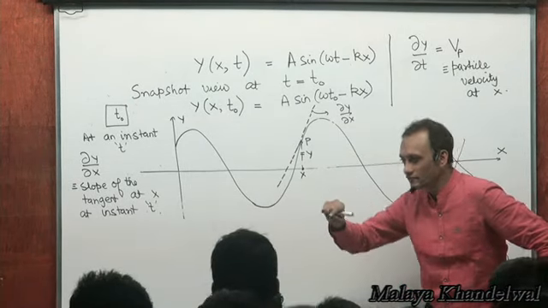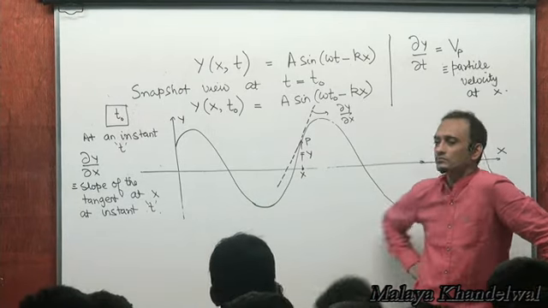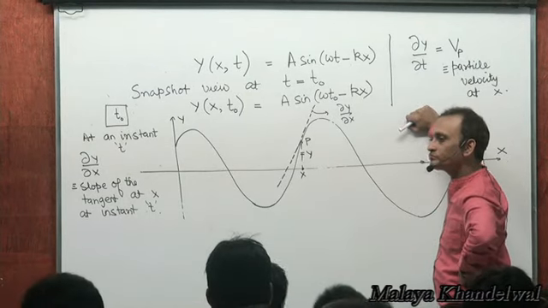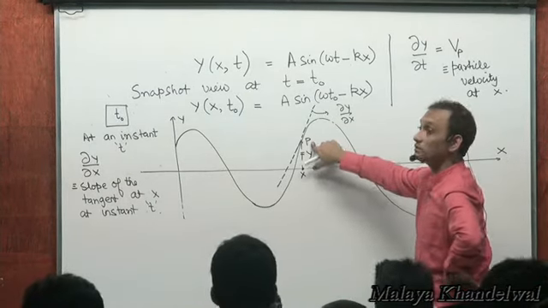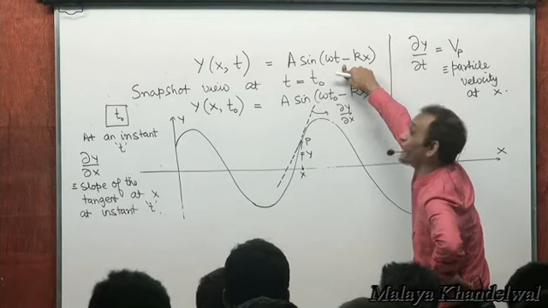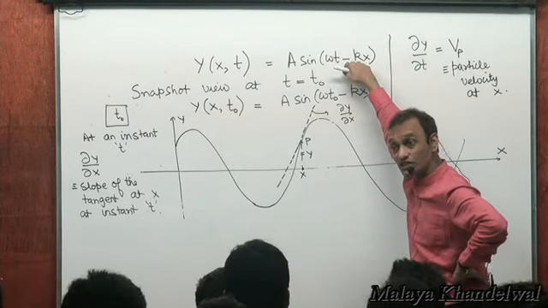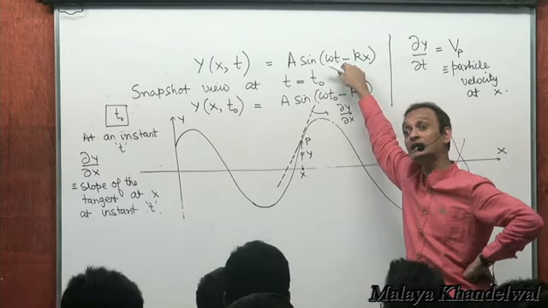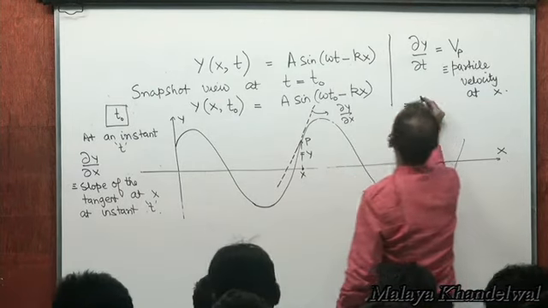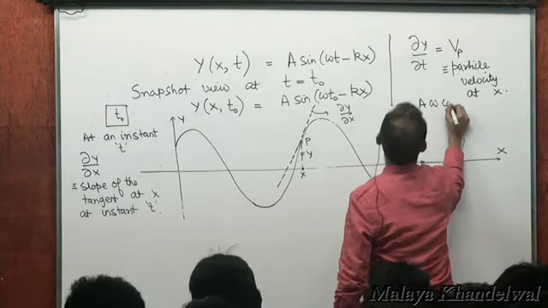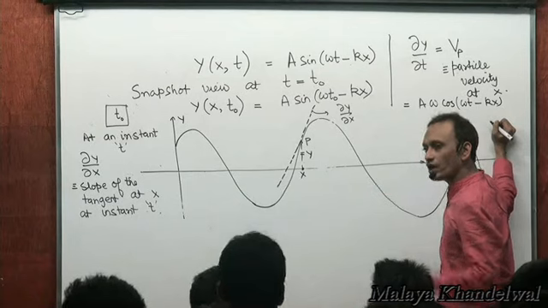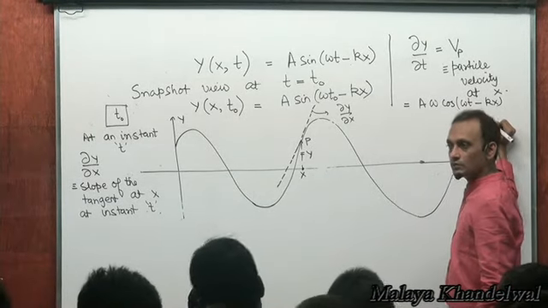Let's see. We'll understand. Just give me a few minutes. Now, let me first find the velocity of this particle. How would I find it? If I differentiate this with respect to time, keeping x constant, I'll get the particle velocity. Perfect. So that's going to give me A omega cos(omega t minus kx). That's the particle velocity. Yes, sir.